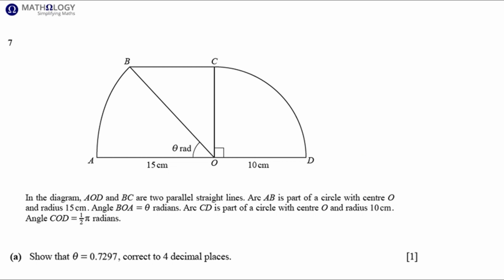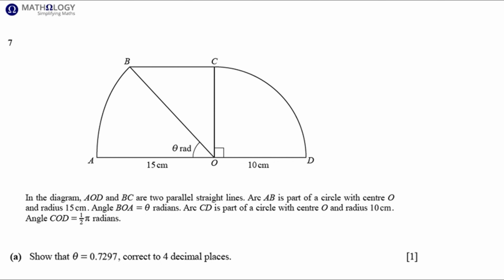Question 7. In the diagram, AOD and BC are two parallel straight lines. Arc AB is part of a circle with center O and radius 15 centimeters. Angle BOA is theta radians. Arc CD is part of a circle with center O and radius 10 centimeters. Angle COD is pi by 2 radians. Show that theta equals 0.7297, correct to 4 decimal places.